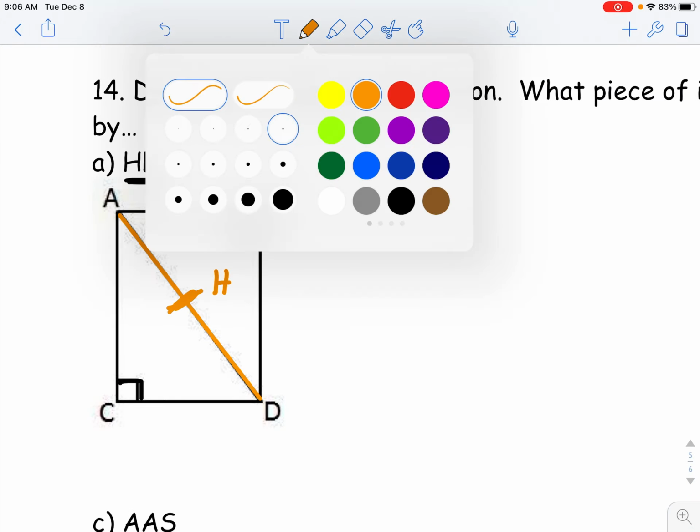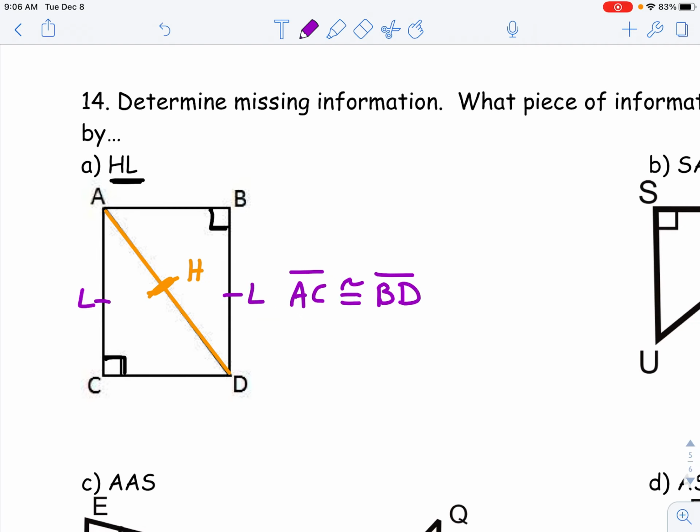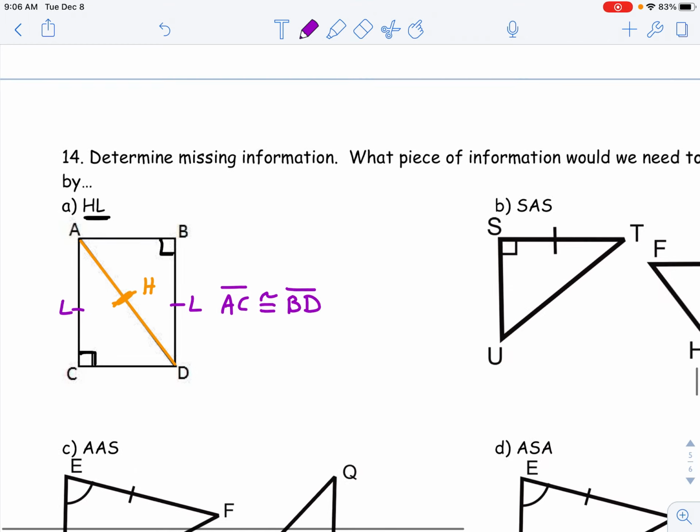All right, and you could use a couple different things. We could say AC and ABD. That's legit. Those are legs. Or you could say AB and CD, but we only needed one piece, and those are legs. So that would give us triangles congruent by HL.